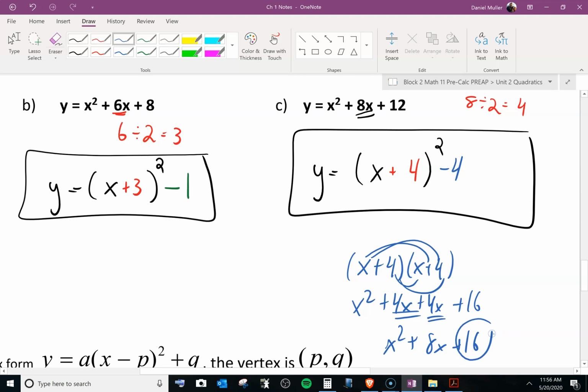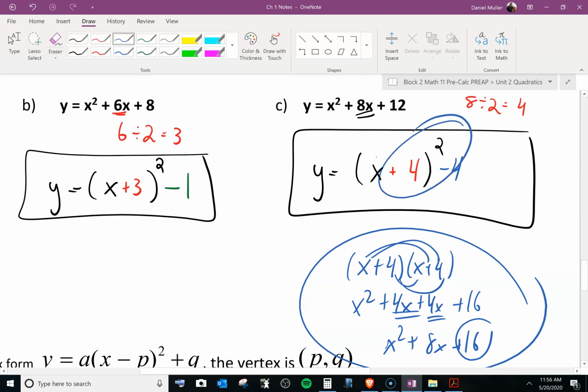And then you could say, well, now I'm at 16. What will it take to get to 12? Oh, I can subtract 4. So if you want to do all of this work, you're more than welcome to do that. But for those of us who can understand how this works, you can spot the 16 right there. And then say, well, I'm at 16. What will it take to get me to 12?